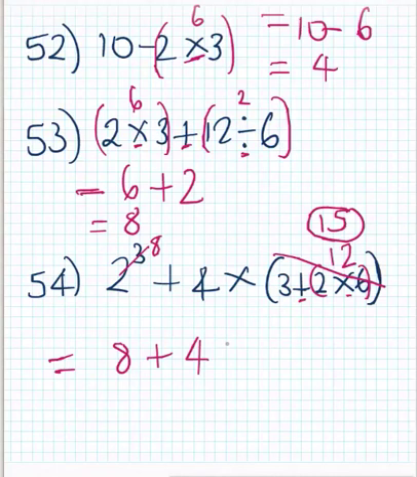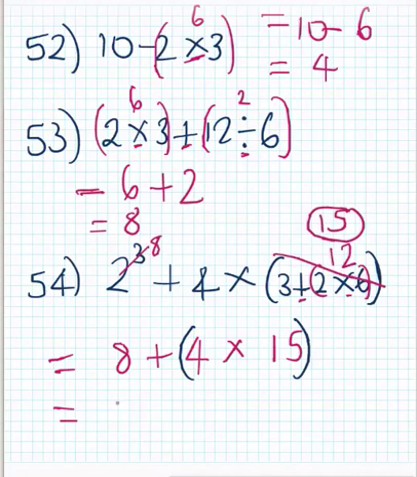Times is here, so times. My number in the brackets came to 15. I'm almost done. Now be very careful. If you go 8 plus 4 to give you 12, you've made a mistake. What comes first? Check your operations. We've got addition and multiplication. I know multiplication comes first. So I must do 4 times 15 first.